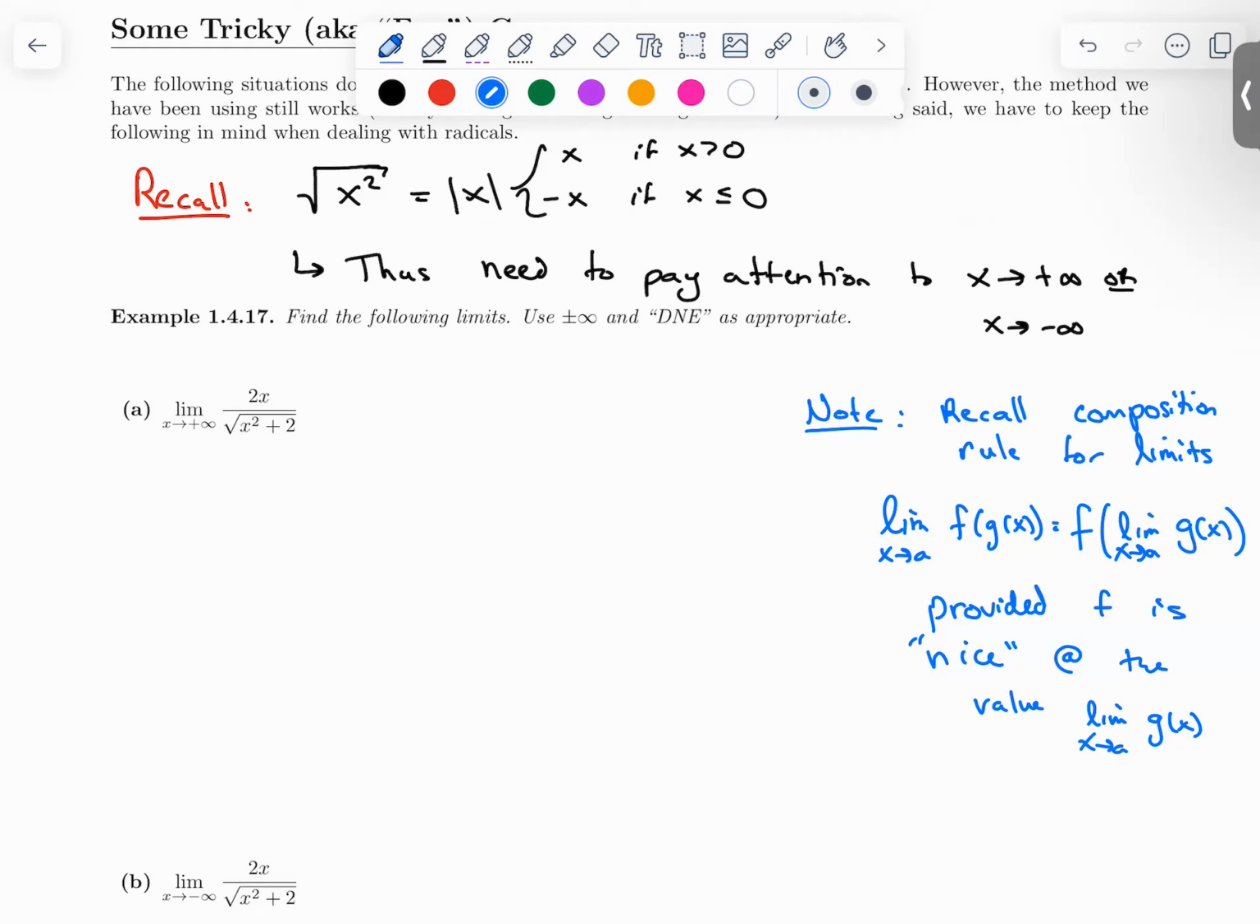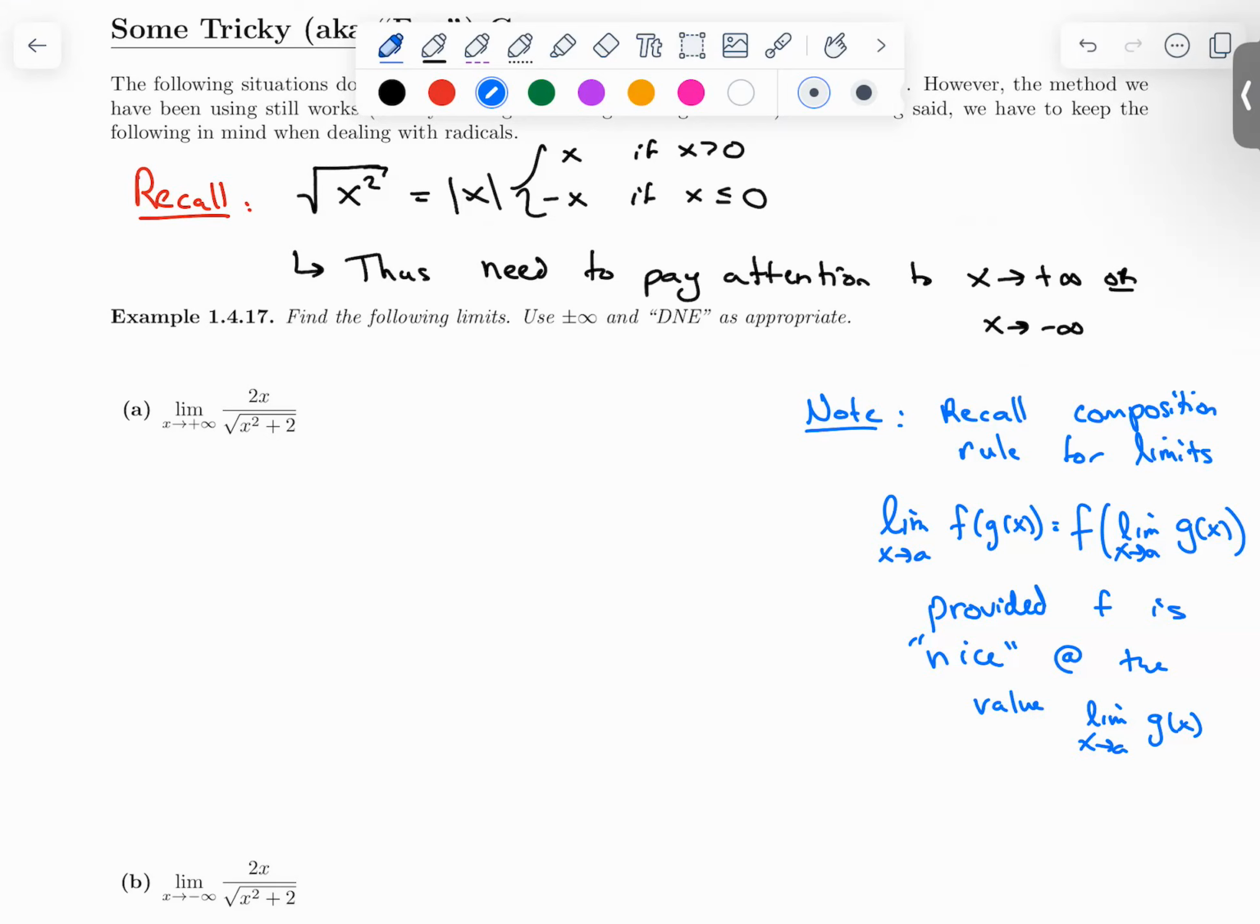We have a formal definition that says that as long as f is continuous at this value, remember, the limit as x approaches a of g of x is going to be a number, as long as it exists, right? And as long as your outer composition function is nice there, you can do this. If it's not nice there, you cannot do it. And we'll see the duality on one of the examples here in just a second.